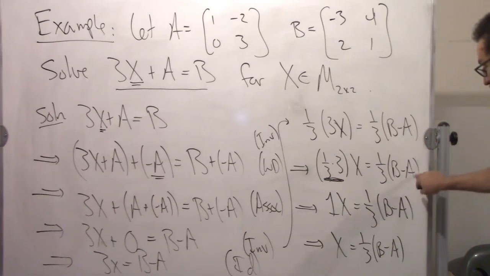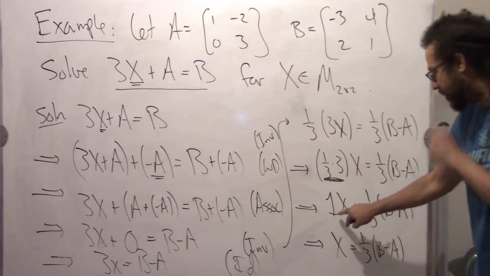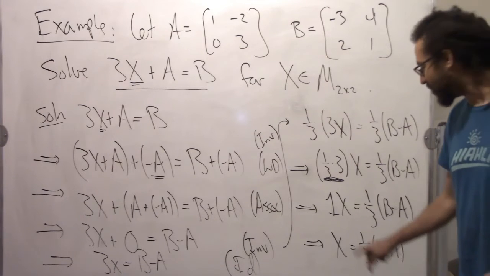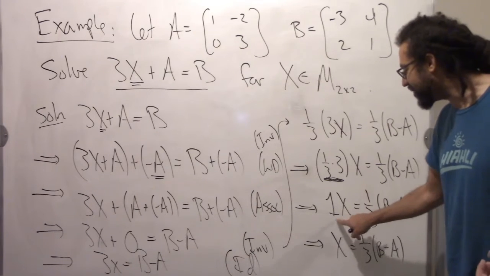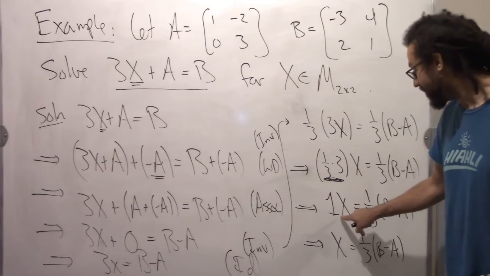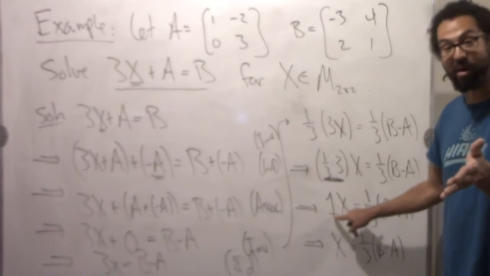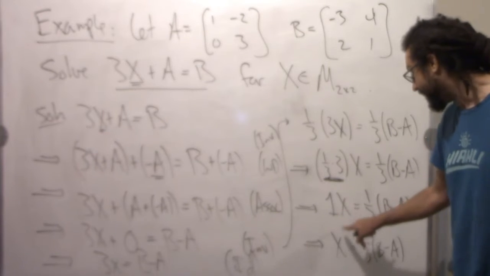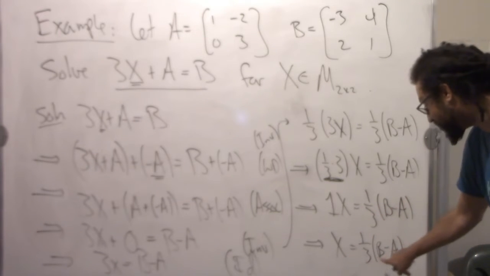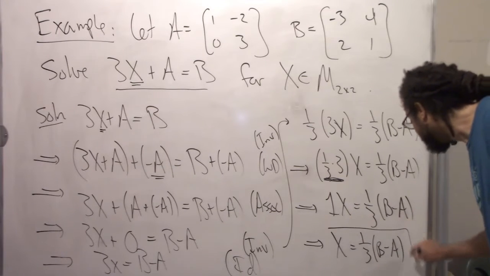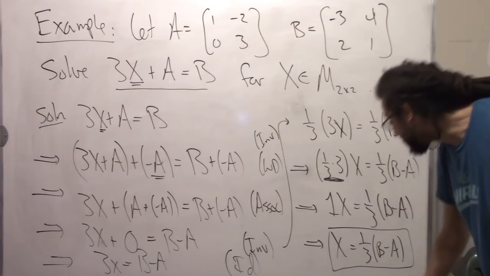And this is the same as before. Well, what's 1 times x? According to the property, we know that 1 doesn't move any matrix when I scalar multiply. What am I going to do? I'm going to multiply every entry of x by the real number 1. That's not going to do anything. And so now I see that x is equal to 1/3 (b minus a). So here's our solution. x is equal to 1/3 (b minus a).